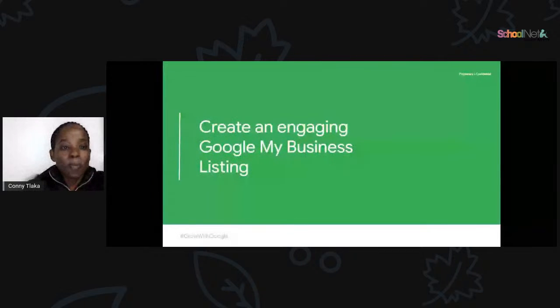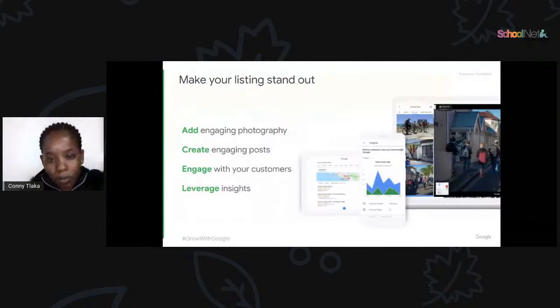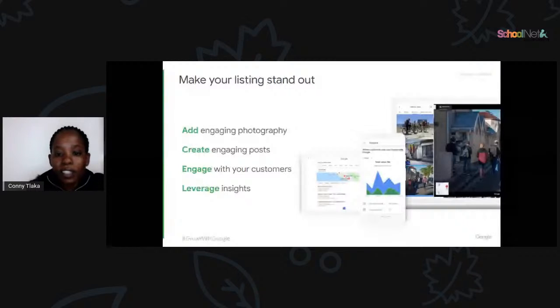So now we're moving to create an engaging Google My Business listing. When you're creating a Google My Business listing, you need to make your listing stand out. We're going to focus on the four key ways to optimize your listing in this section. There are more than four, but you can just look at the very important ones. So you need to include the key information in your listing.